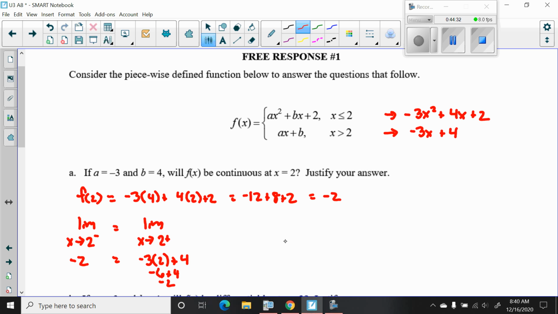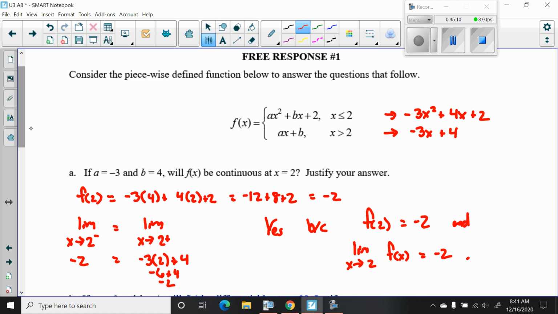So yes, will they be continuous at x equals 2? Yes, because the f of 2 equaled -2 and the limit as x approaches 2 of f of x equaled -2. There you go. Well, there we have it. The limit exists.